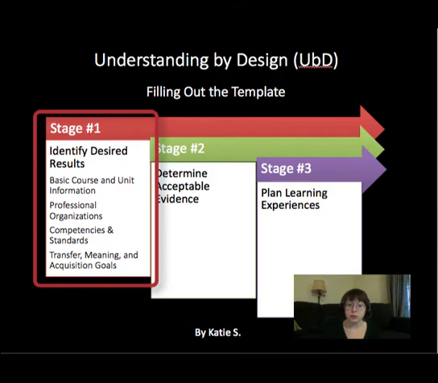Stage number 1 of the UBD method is the stage in which one identifies the desired results for their unit. This stage of the UBD design also includes basic course and unit information, identification of professional organizations related to the unit, selection of competencies and standards, and the development of transfer, meaning, and acquisition goals.